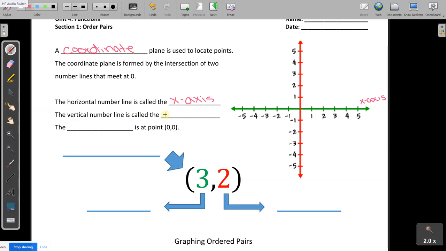And the vertical number line is called the y-axis. So the one going straight up and down is the y-axis. An easy way to remember, a y has a straight part as it curves down, so the straight line going straight down. The origin is at the point 0, 0. So right where the two intersect, that is your origin.